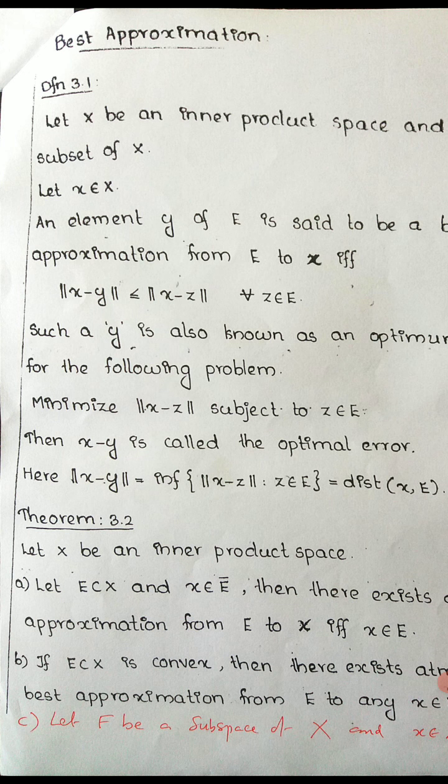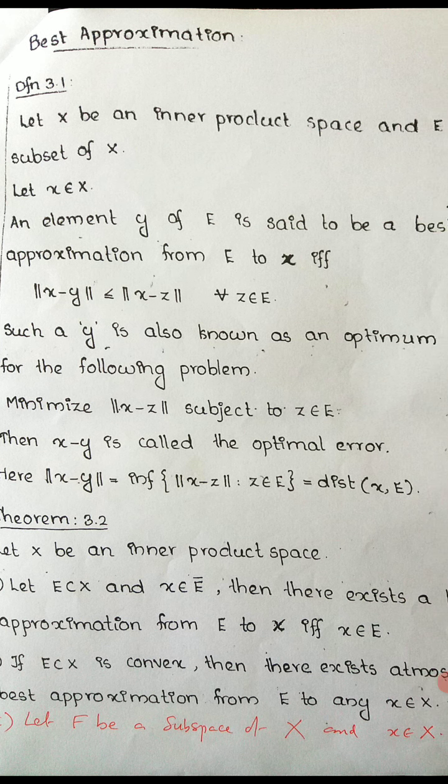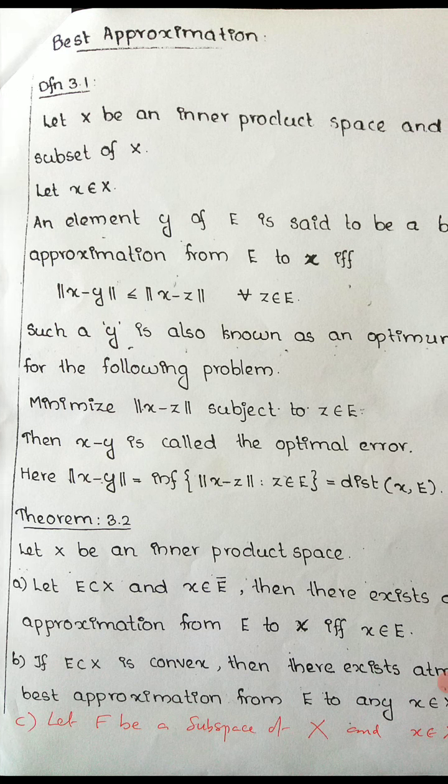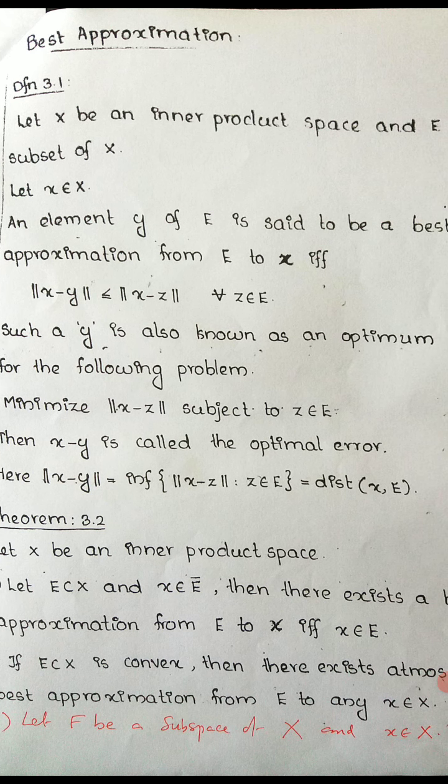Here x minus y is called the optimal error, and norm of x minus y is nothing but the distance of x from E. Actually, it is the infimum of norm of x minus z such that z is an element of E. This is the best approximation definition.